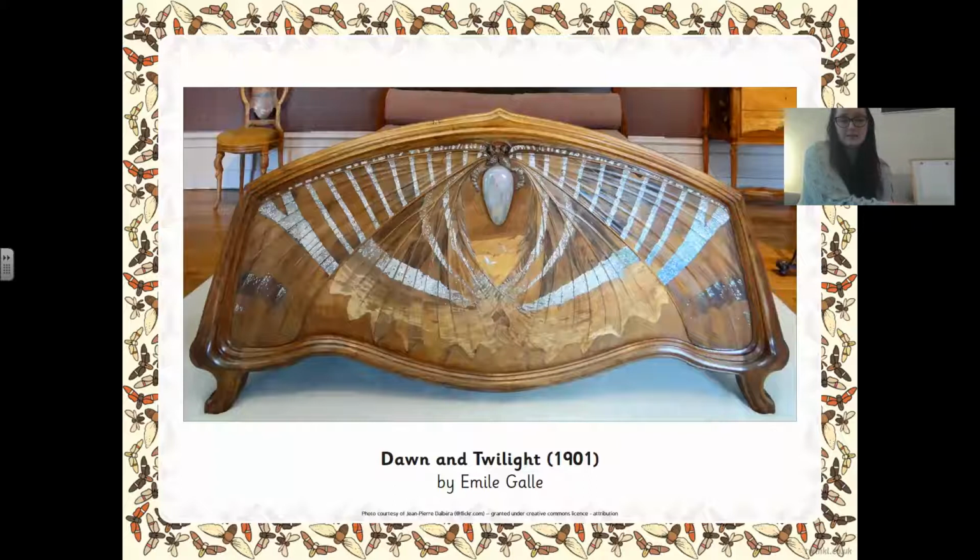So some insect art that you might see. These are all very famous pieces of art. You can see this is called Dawn and Twilight. It was made in 1901. Miss Dunn was not alive then, and your parents won't have been alive either. It's a very long time ago. And it looks almost like a butterfly or a fly. And you can see the head, the abdomen, and the thorax as well.